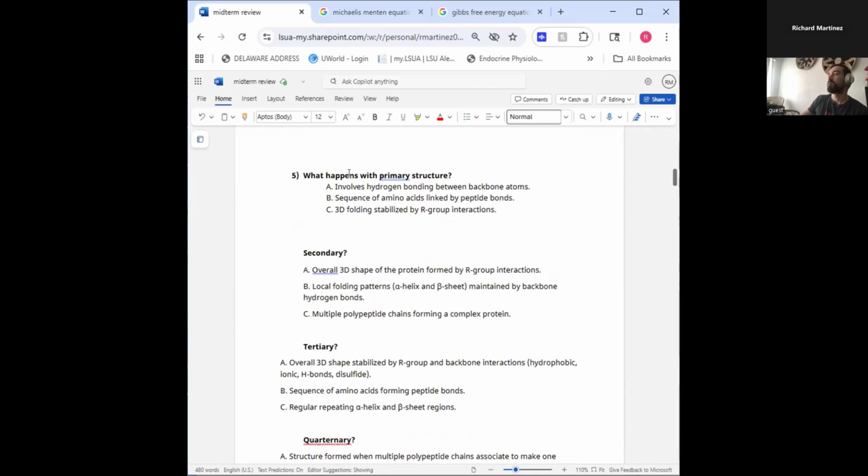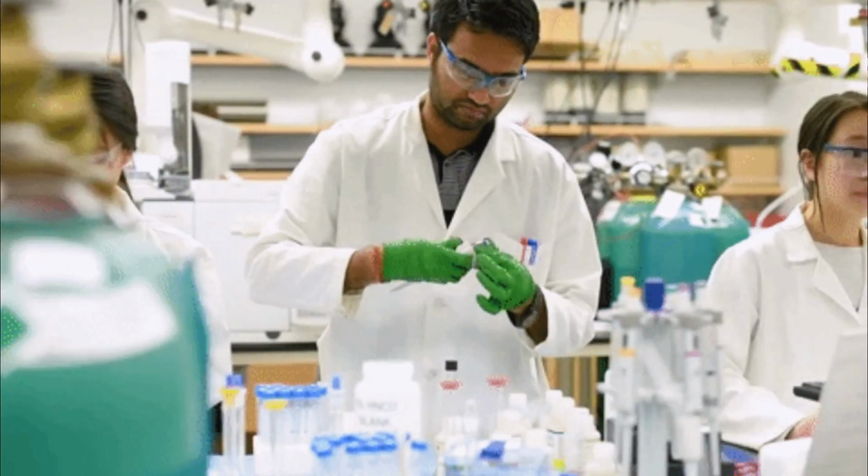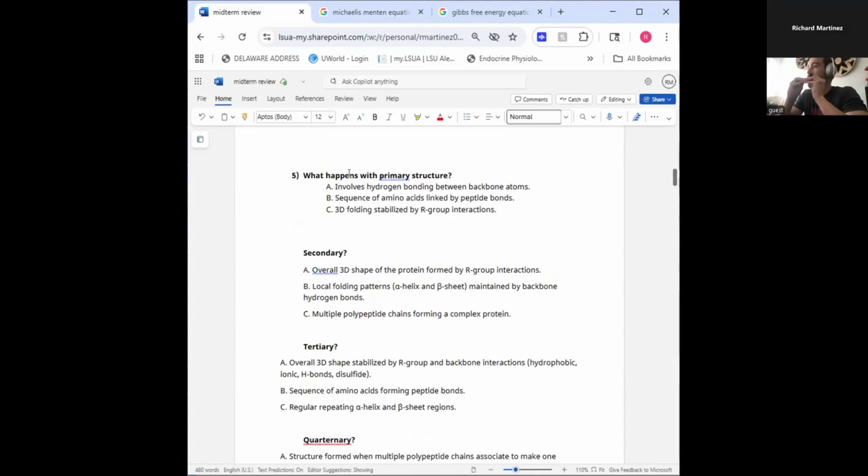Okay. So in a primary structure, we can think of a long chain of covalently linked amino acids. They're linked by a peptide bond. So before we get into that, we want to make sure that we understand what that looks like.